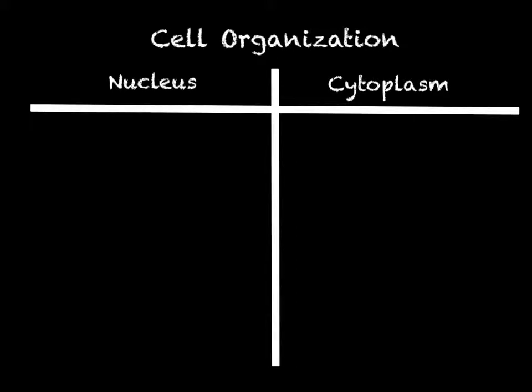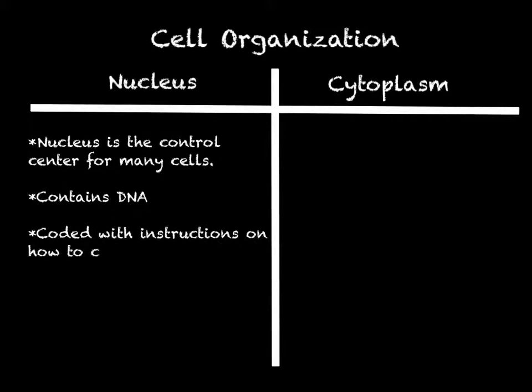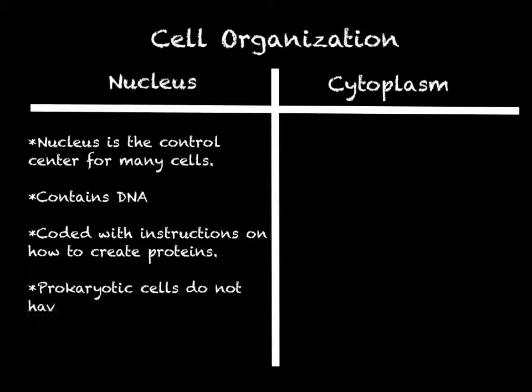For many cells, the nucleus is one of the most important parts. The nucleus is the control center for many cells. It contains DNA and is coded with instructions on how to create proteins. Prokaryotic cells do not have a nucleus.